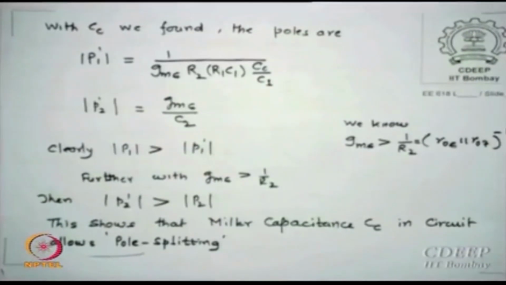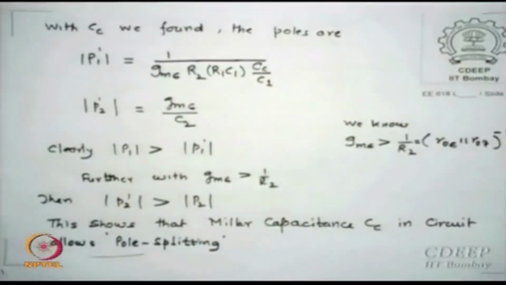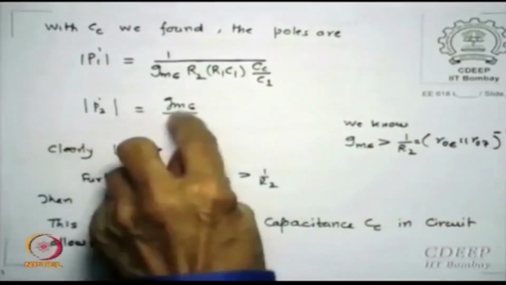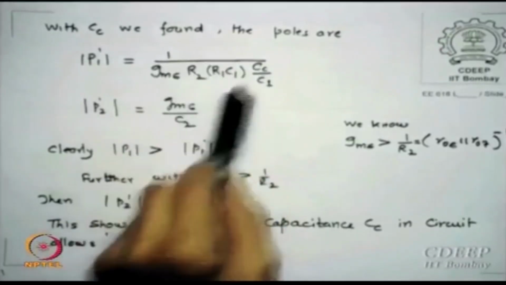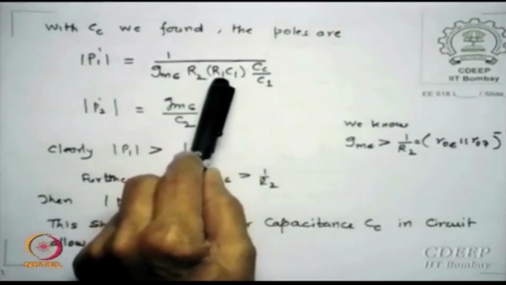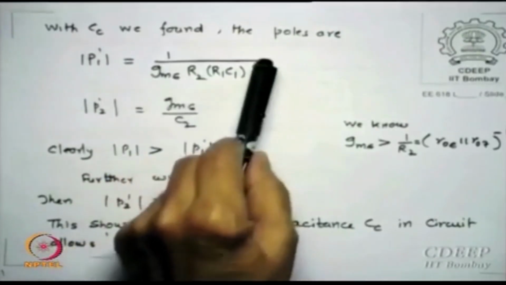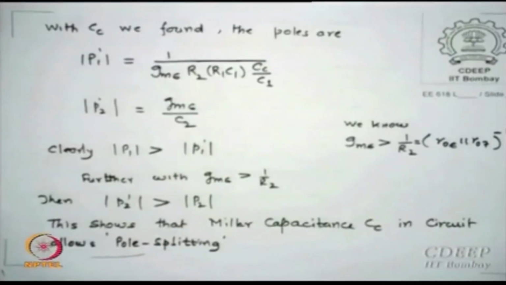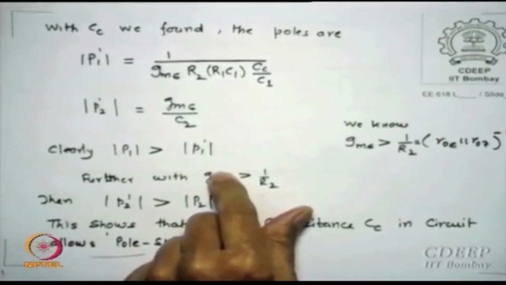So if we have a CC, the two poles are P1 dash is 1 upon GM6 R2, and just to make equivalence correct, I put R1 C1 upon C2, CC by C1, and P2 dash is GM6 by C2. So you can see from here, in the earlier case P1 is only 1 upon R1 C1, is that correct, without Cc. GM6 R2 is gain, so obviously, and this Cc is larger than C1, so obviously these quantities P1 dash is reducing. So P1 is larger than P1 dash, is that correct?